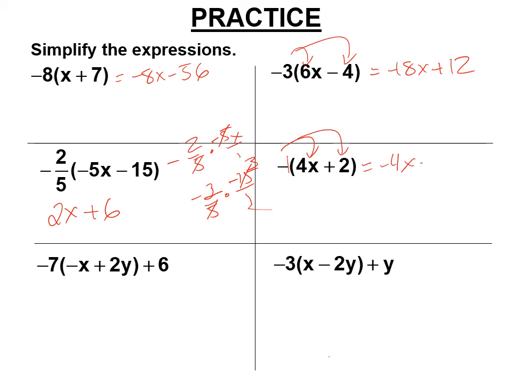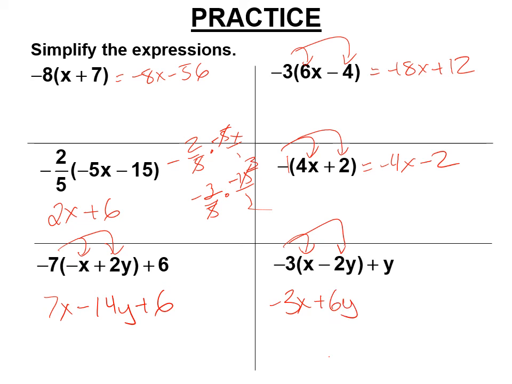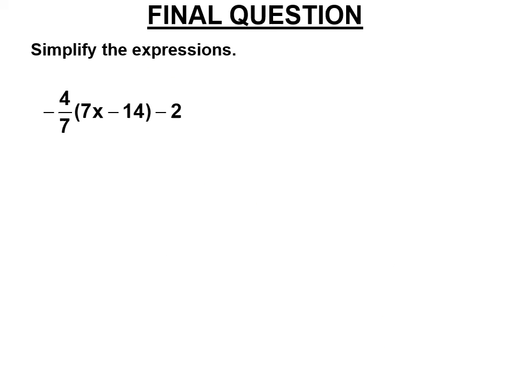Negative 4x minus 2. Distribute a negative 7 here. So negative 7 times negative x is positive 7x. Negative 7 times 2y, minus 14y plus 6. Those are not like terms. You're done. Negative 3 times x, negative 3x, times negative 2y plus 6y. And so we have like terms. It's negative 3x plus 7y.